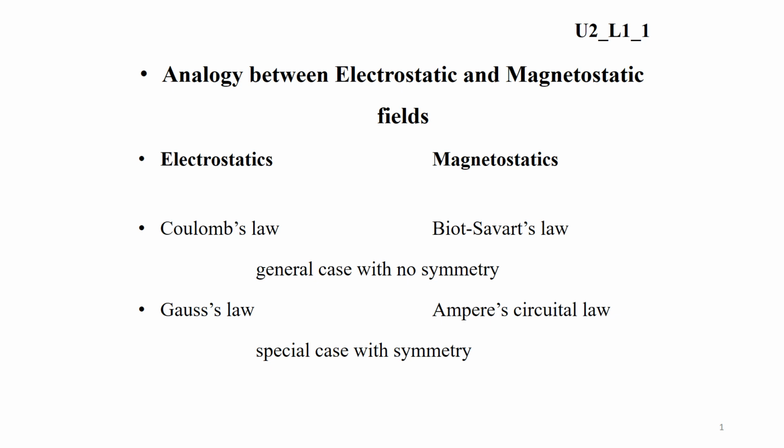Now, exactly in the same way, in magnetostatics, we have two laws. Biot-Savart's law is a general law which applies to all cases irrespective of whether symmetry is present or not. On the other hand, Ampere's circuital law is a special case when symmetry is present in the problem. The big advantage is that a lot of the integration associated with Biot-Savart's law can be avoided.